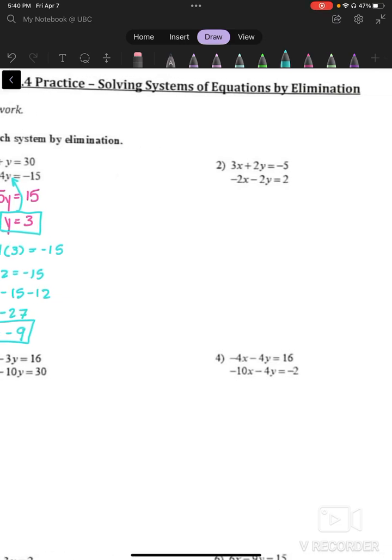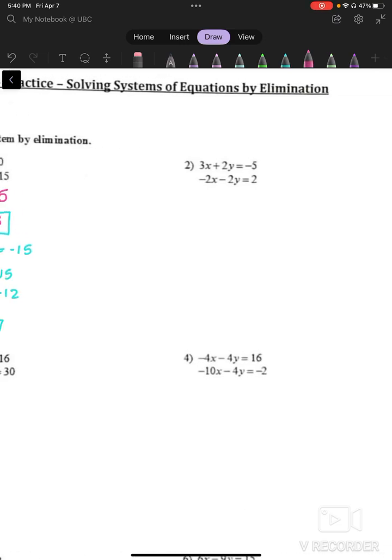I'm going to do another problem, number 2. For this one, they're giving you 2y and negative 2y. So the problem is already set up for you, and you can add the two equations together. So 3x minus 2x gives you just x, and then plus 0 equals negative 5 plus 2, which is just negative 3. So x equals negative 3.